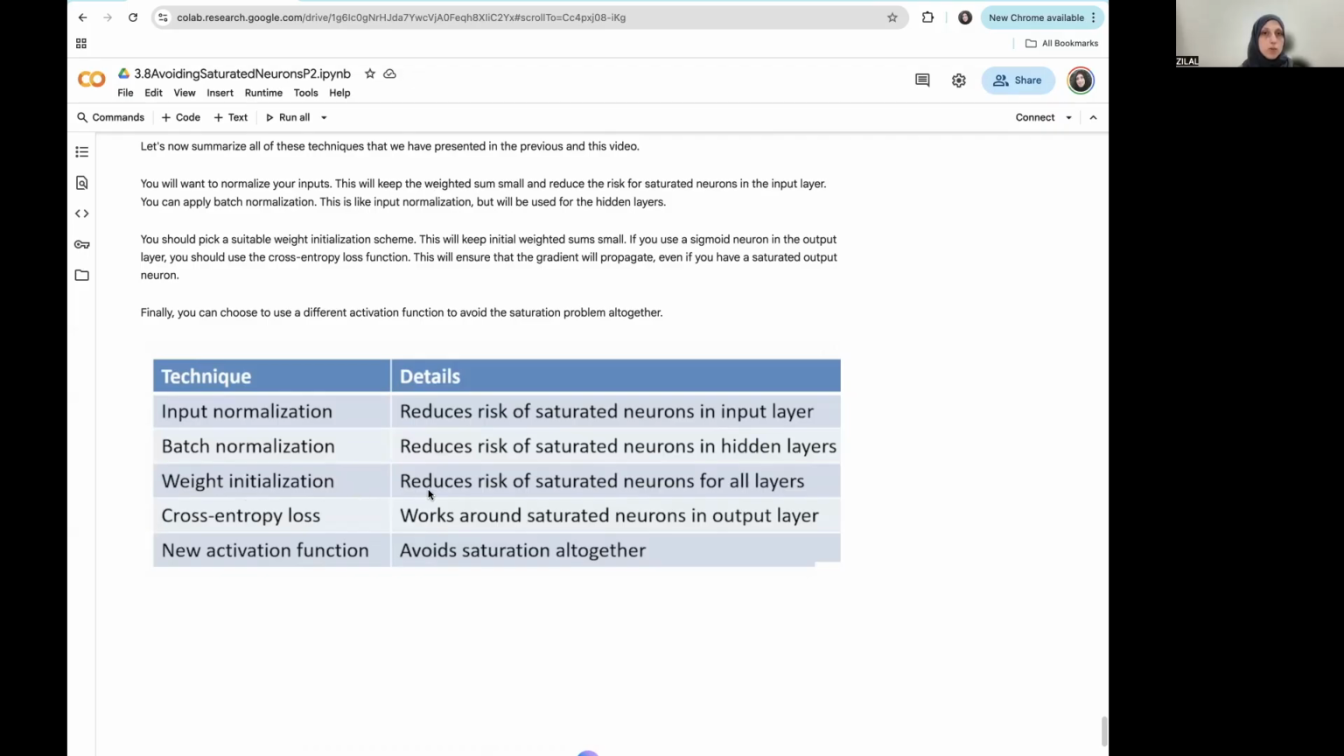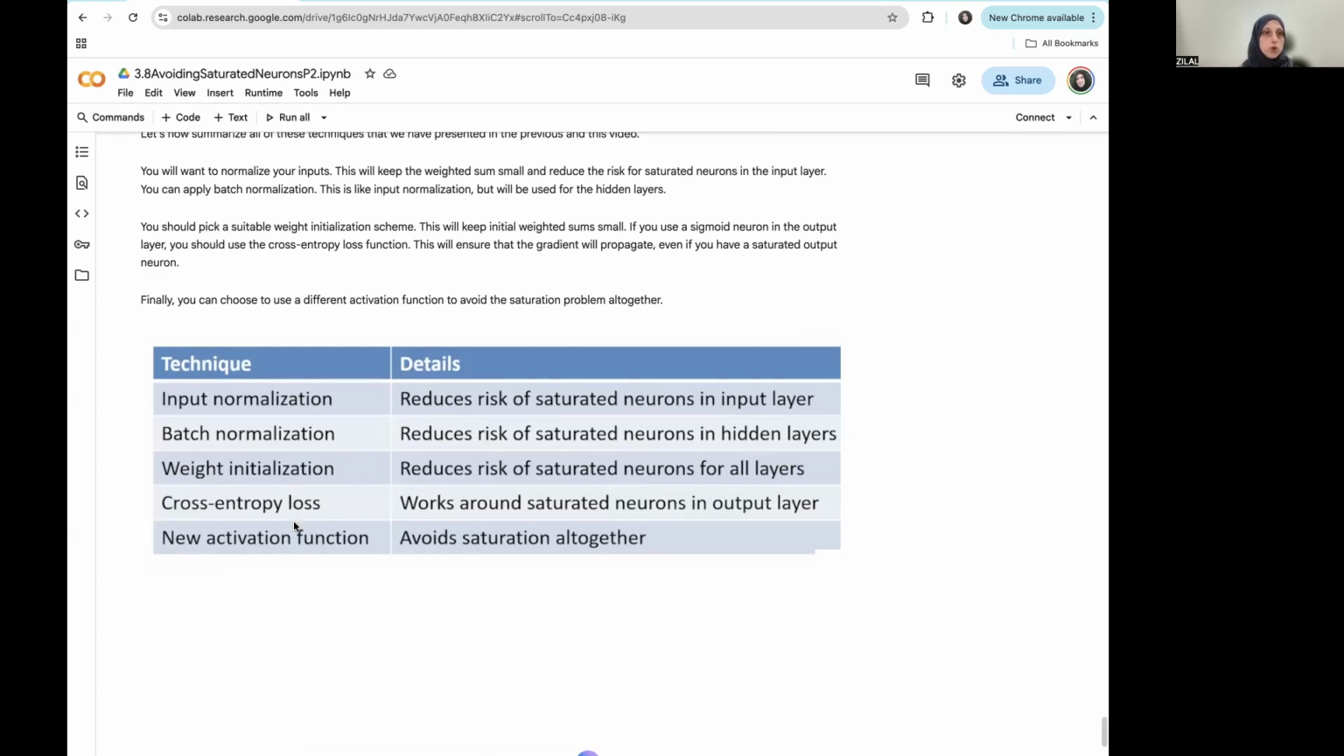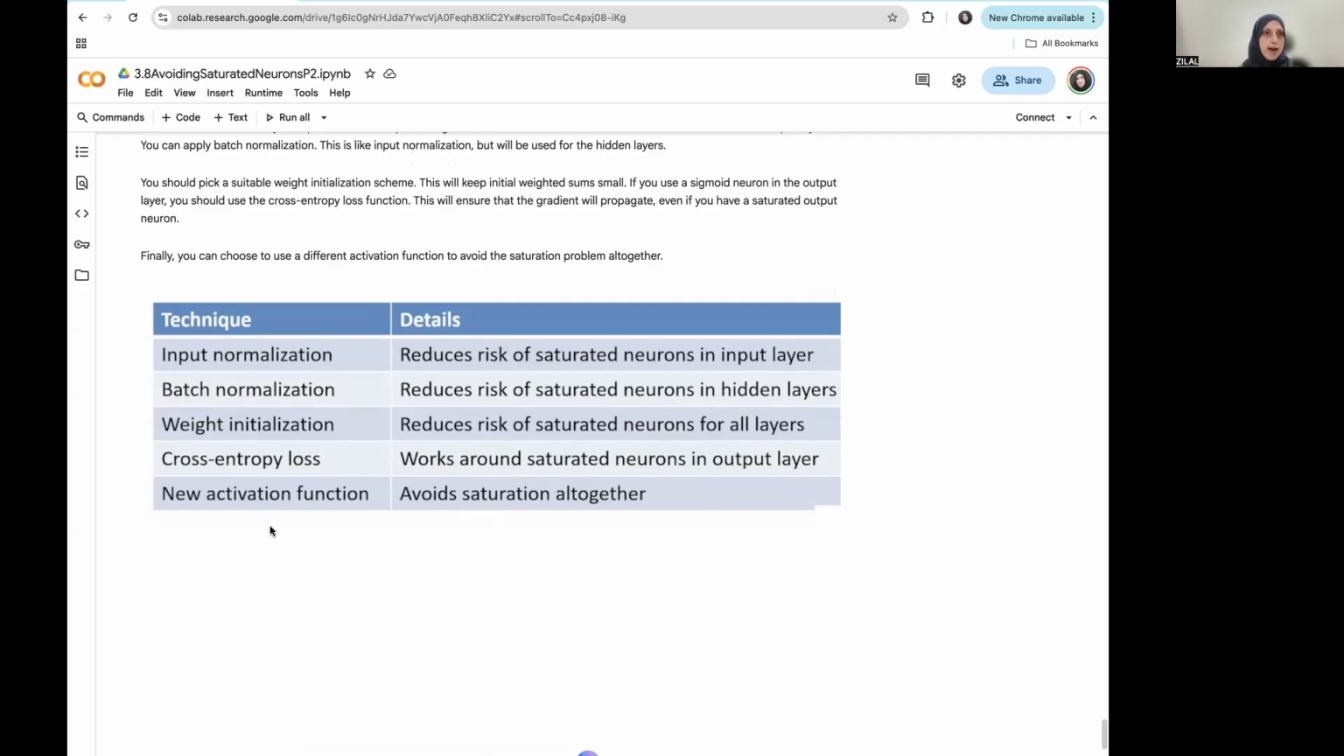If you use a sigmoid neuron in the output layer, you should use the cross-entropy loss function. This will ensure that the gradient will propagate even if you have a saturated output neuron. And finally, you can choose to use a different activation function to avoid the saturation problem altogether.